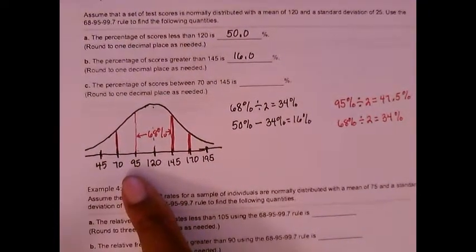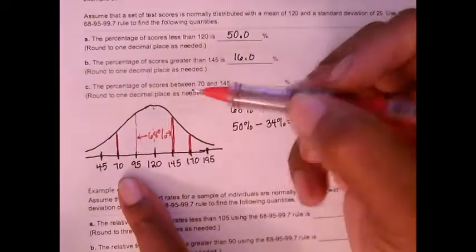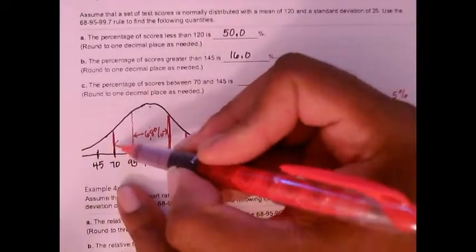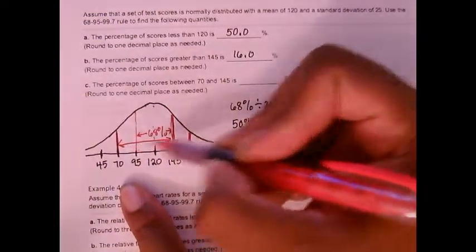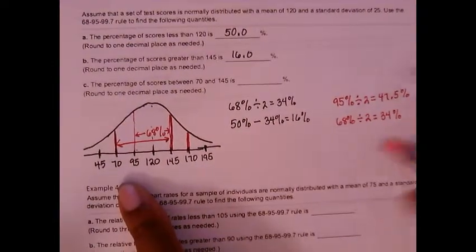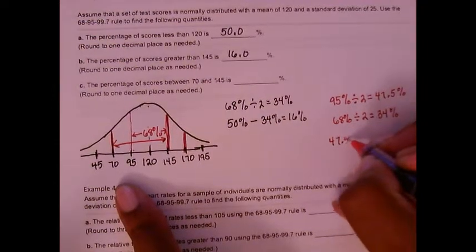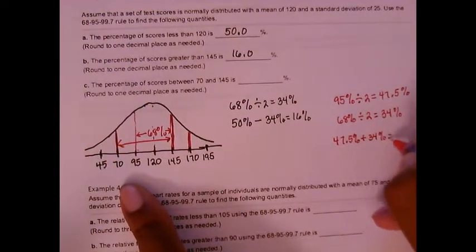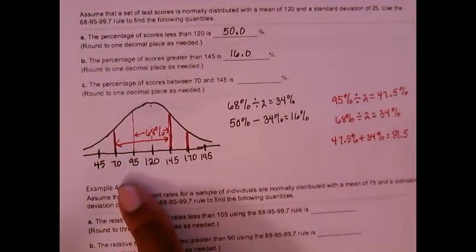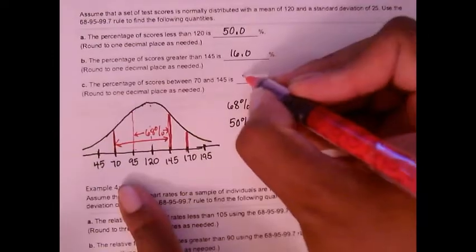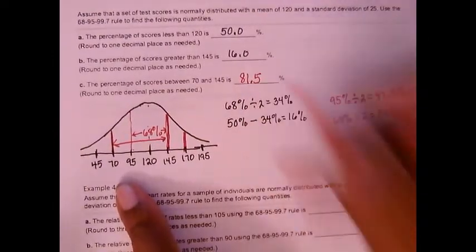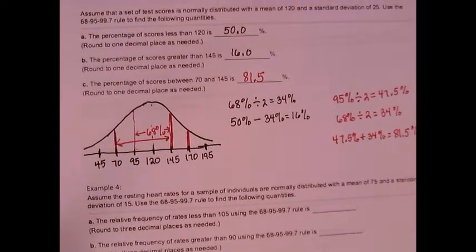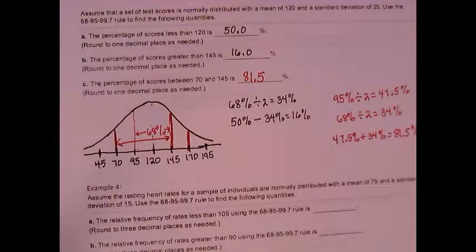Okay, so now to find the percentage of scores between 70 and 145, that sits right here, I need to add these two together. The 47.5% to the 34%. And that's going to give me 81.5%. So to answer that question, 81.5% of the scores will be between 70 and 145. Okay.